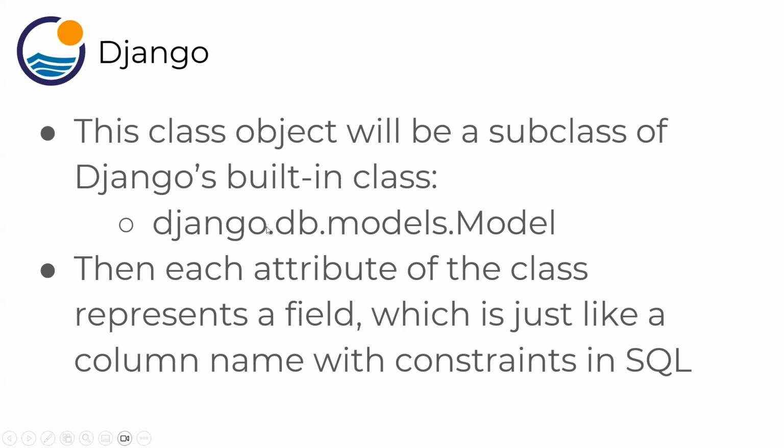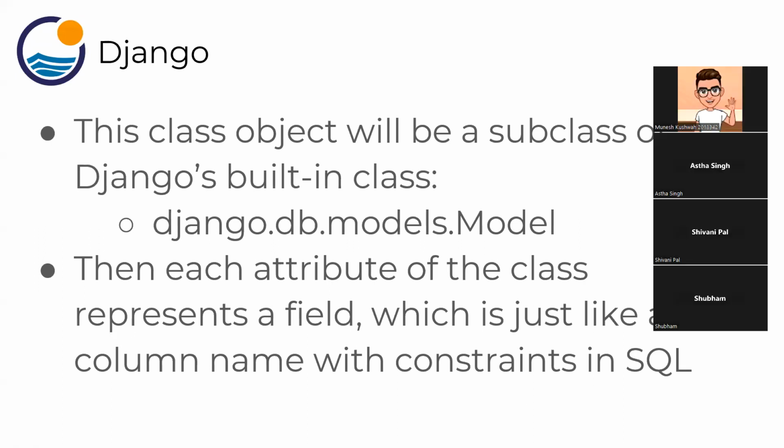So the classes which we will create are subclasses of a Django built-in class. django.db.models.Model, you can understand, is a big class, a pre-built class that is already built in Django. Now when we create any class in models, it is the child class, the smaller class.